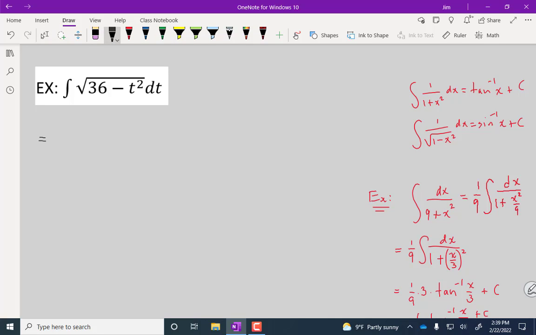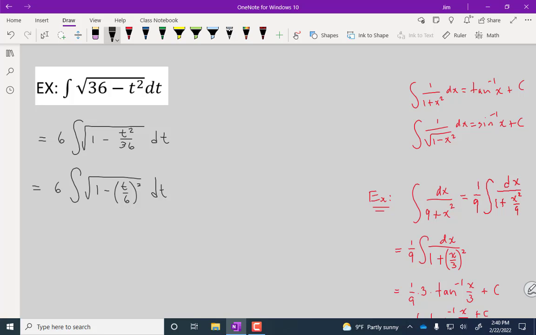So here what I will do is factor out a 36. It comes out of the square root as a 6, leaving 1 minus... oh, there's no 36 there, so it puts a 1 in the denominator. But I want these things written as 1 plus something squared, or something squared minus 1, or 1 minus something squared. So it's not quite written in the right form yet. We've got one more change. So this should be t divided by 6 quantity squared. Now we're ready to roll.